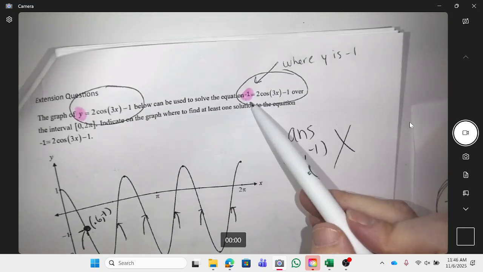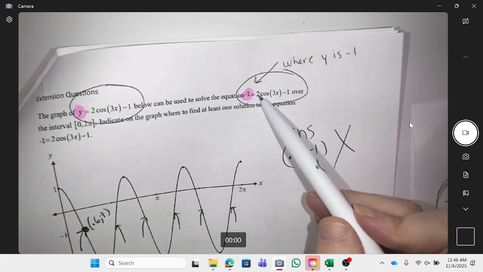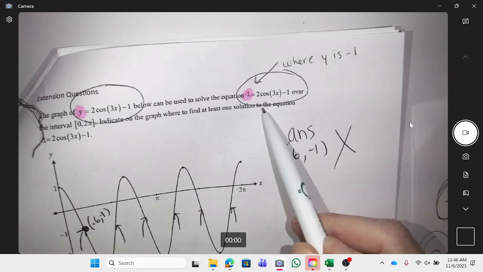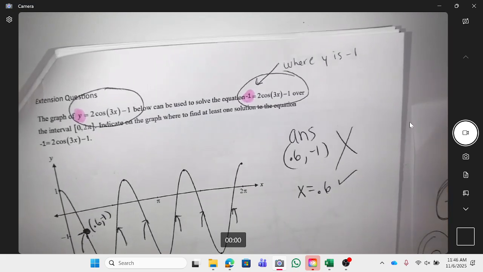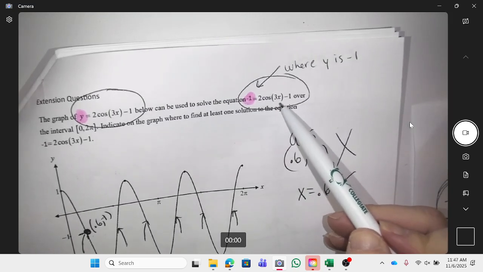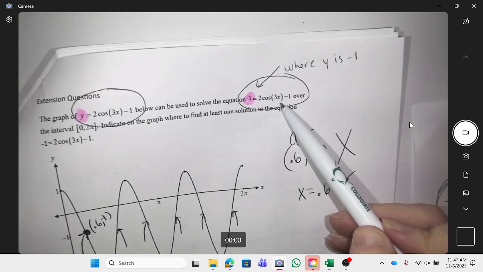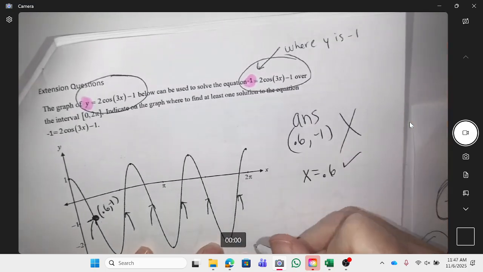So think about it. If you were to solve this algebraically, what would you write at the end of this algebra? x equals. You're solving for the angle x. So if you wrote x equals 0.6, that would have been an answer. Does that make sense? I don't want to write a coordinate because the solution of this would be solving for an x value. So the solution is what x value works to get me that -1. So that's what you're thinking about.